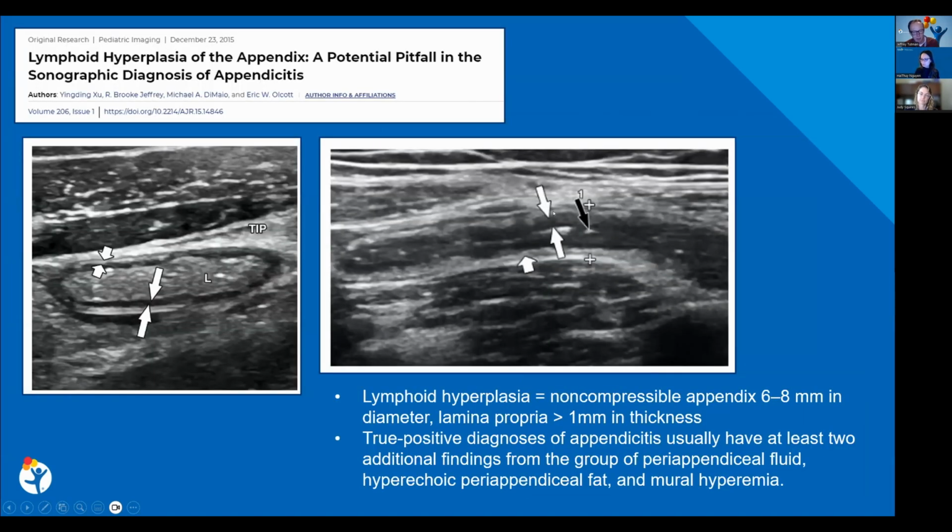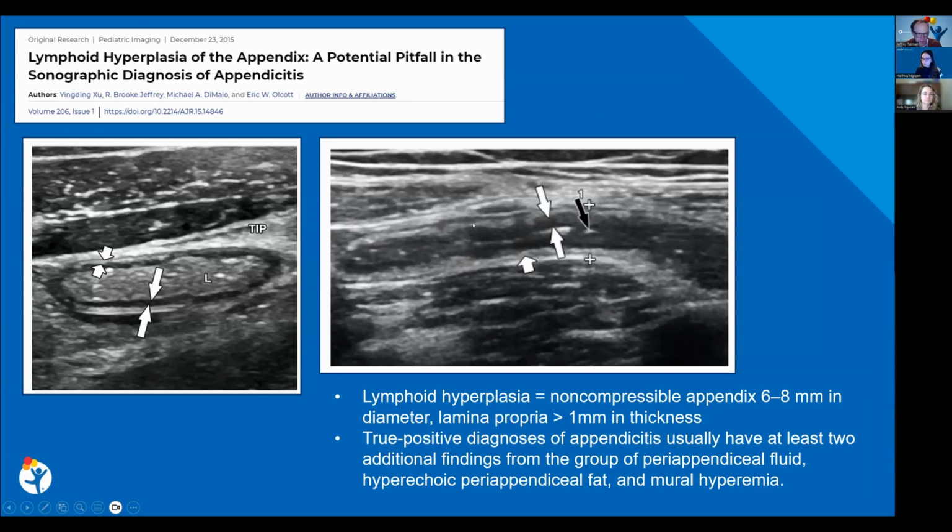This is probably, in our group, the most common false positive that we call appendicitis, or patients that end up being lymphoid hyperplasia. So just keep that in the back of your mind. If you see an appendix that looks a little bit dilated, but doesn't have a lot of these secondary findings, look at that lamina propria layer and see if that looks thick. You can potentially make this diagnosis of lymphoid hyperplasia rather than calling it appendicitis.